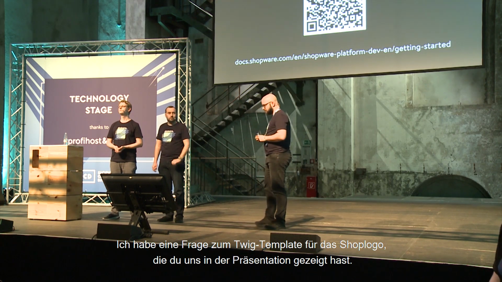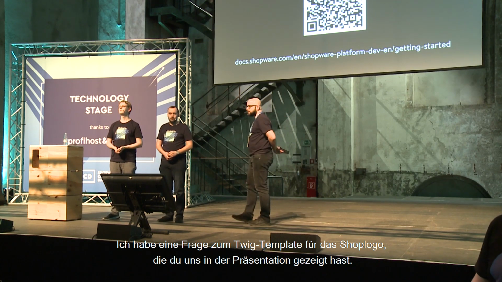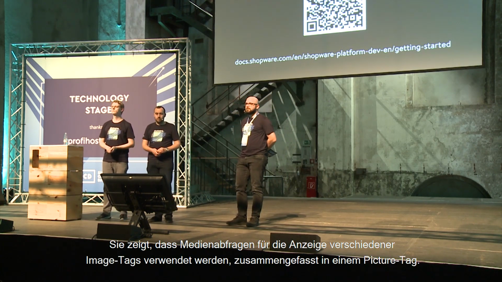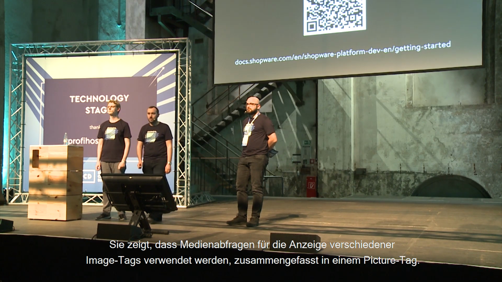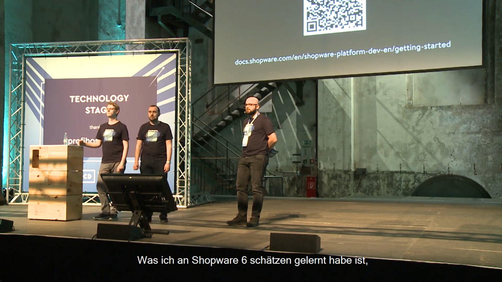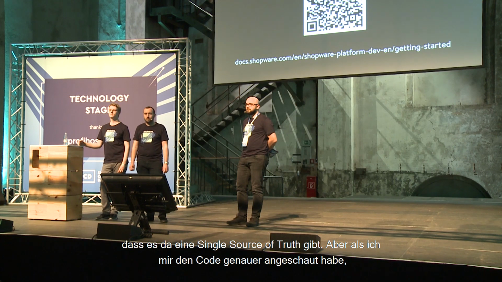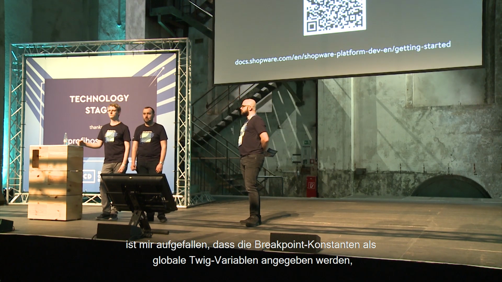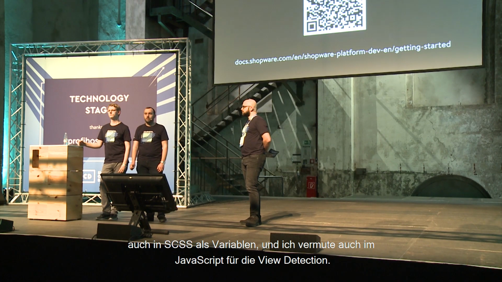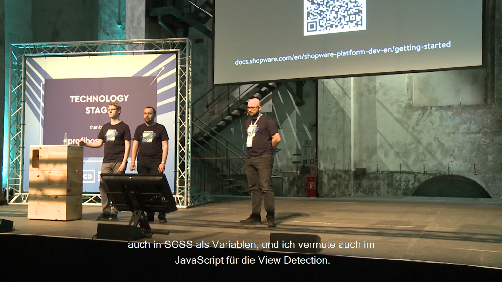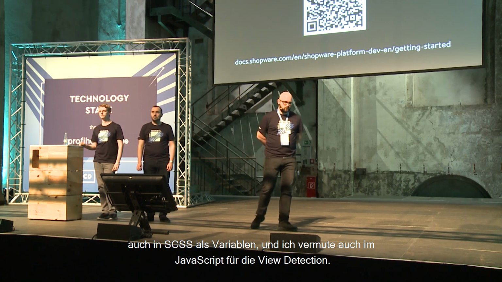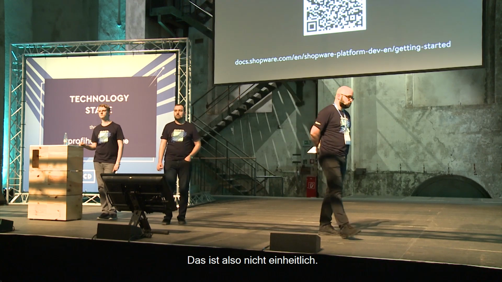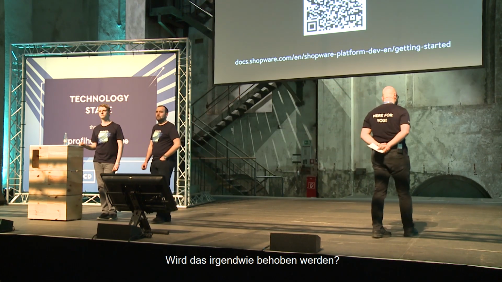I have a question regarding the shop logo Twig template you showed us in the presentation. It shows that media queries are used for showing different image tags wrapped in a picture tag. What I learned to love about Shopware 6 is that there's a single source of truth. But as I dug into the code, I saw that the breakpoint constants are given as Twig globals, also in the SCSS as variables, and I guess also in the JavaScript for the view detection. So I guess this breaks there, and will this be fixed somehow?